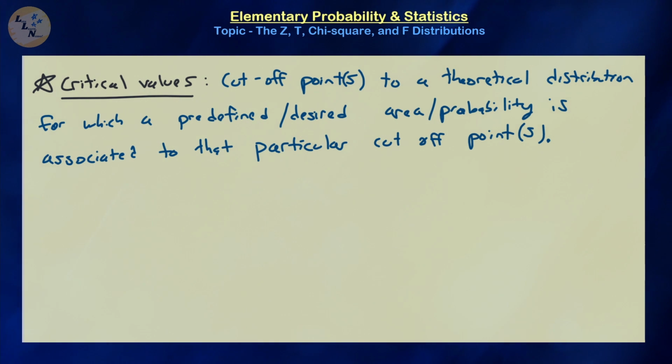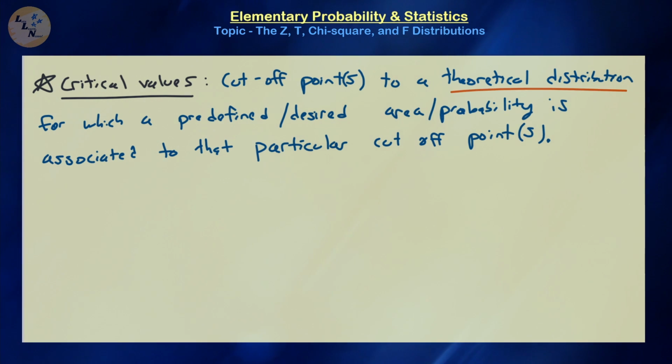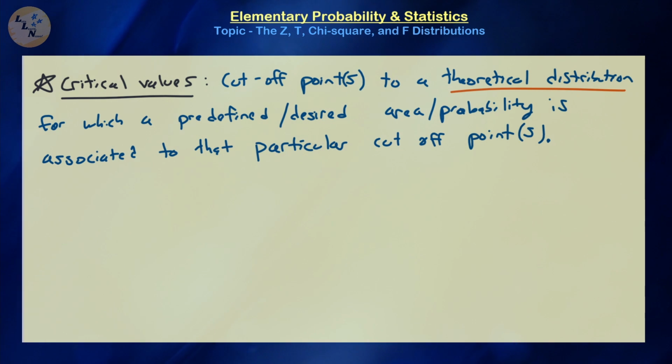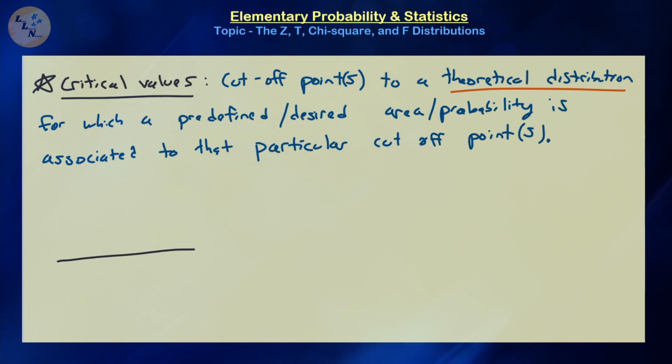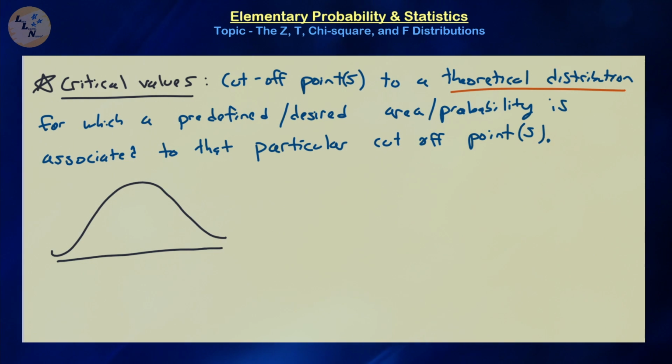So a critical value, in short, is just a cutoff point associated to some theoretical distribution. For example, that theoretical distribution could be a z, t, chi-square, f, binomial, exponential, any distribution whatsoever can have critical values, for which a predefined or desired area or probability is associated to that particular cutoff point. Okay, so what I want to do is actually look at, for example, the z distribution. So we know the z distribution is going to be a Gaussian, and it's going to be looking like this. And let's assume we want to find a value here, and I'm going to call this value c sub cl.